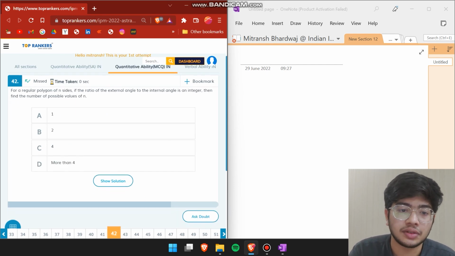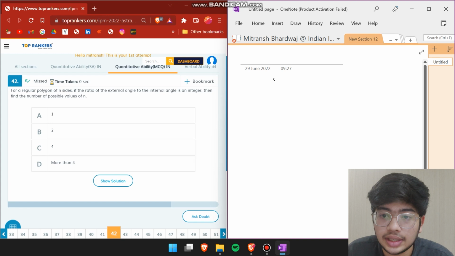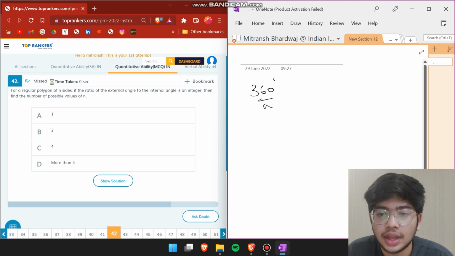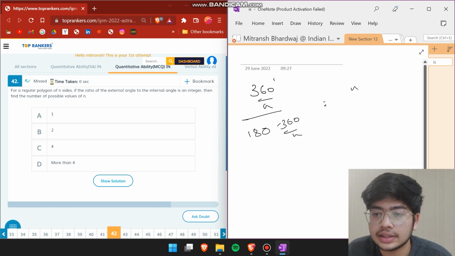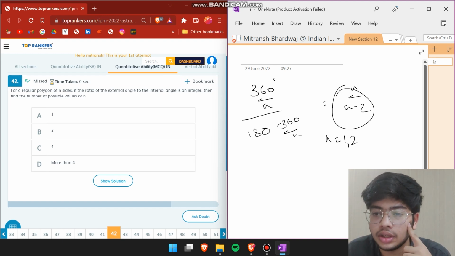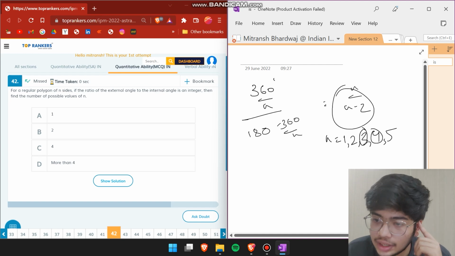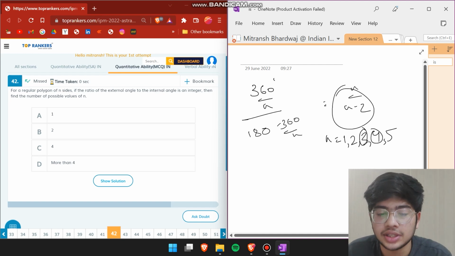Now we have the next question, which is quite simple. We just have to divide the external angle by the internal angle. Now we know that external angle is 360 by n and internal angle is 180 minus 360 by n. When we divide these two, we get that it's n upon n minus 2. And when we start to put values for n equals to 1, 2, 3, 4, 5, we realize that only for n equals to 1 and 3 and 4, we get this expression as an integer.